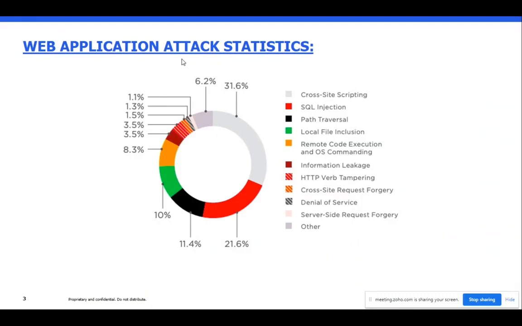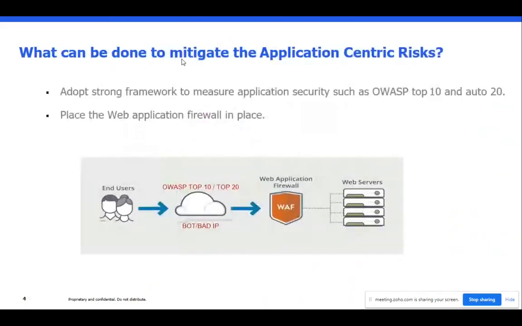Denial of service is something which also has to be looked at, right? These are some of the statistics. You can look at them on sites openly available over the internet. And of course, once you know that applications are very important to secure, you need to understand how you can mitigate these application-centric risks, correct? So how do we do it?